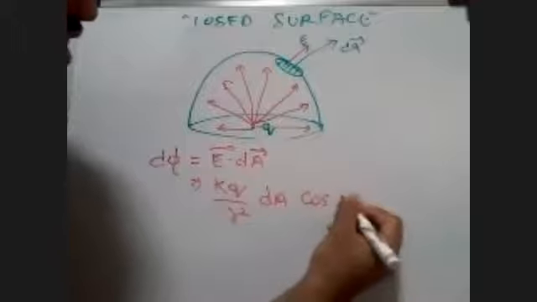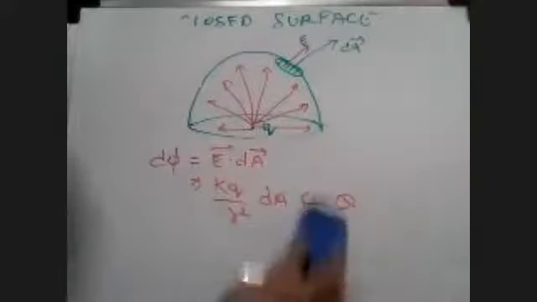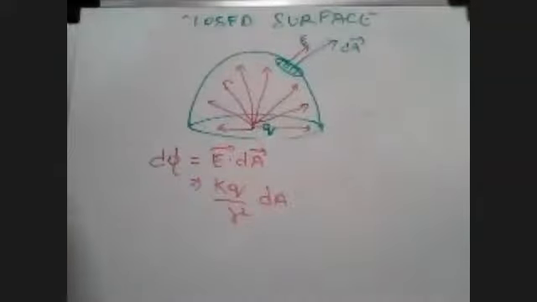What is cos theta between these two? Cos theta is not 0, cos theta is 1. The angle is 0, and cos of 0 is 1. So the angle between the electric field lines and the area vector is 0. So cos 0 is what? 1. So I'll remove that term. Okay. Understood this?